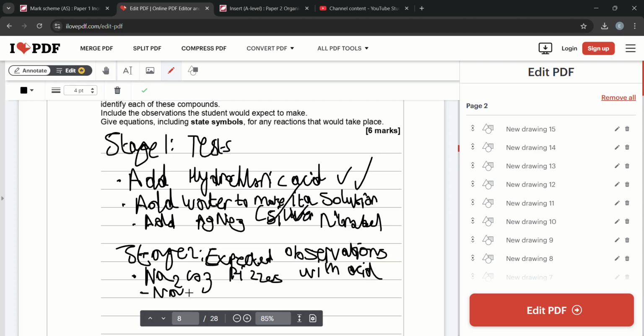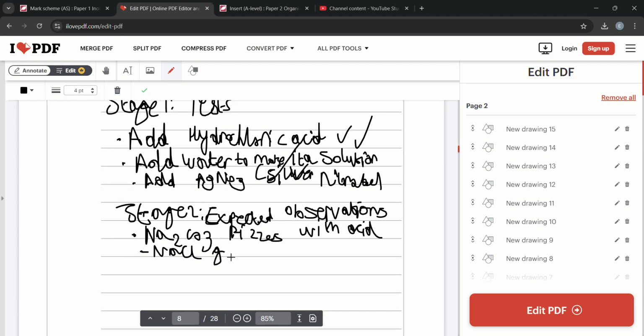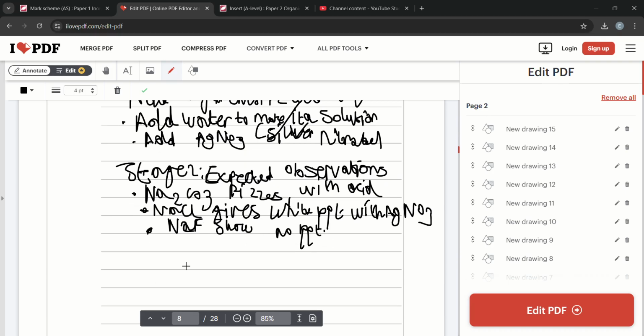The NaCl, sodium chloride, gives a white precipitate with what? White precipitate is fine, but what will it give a white precipitate with? With the acid, with the AgNO3, or with the water to make a solution. NaCl gives a white precipitate with silver nitrate, AgNO3, and NaF, sodium fluoride, is going to show no precipitate. No reaction, no change whatsoever.